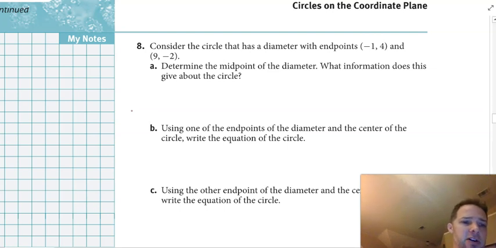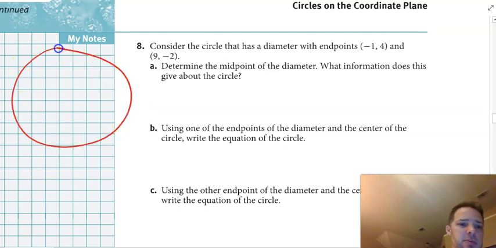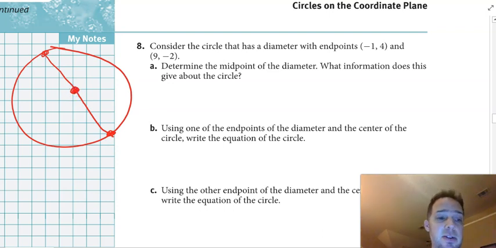So I'm not going to draw these accurately on a coordinate plane, but I do want to remind you a diameter is a chord that goes through the center of the circle. So right in the middle, equal distance from each of those endpoints should be the center of the circle. All right, first you need to determine the midpoint. So average the x values and the y values.